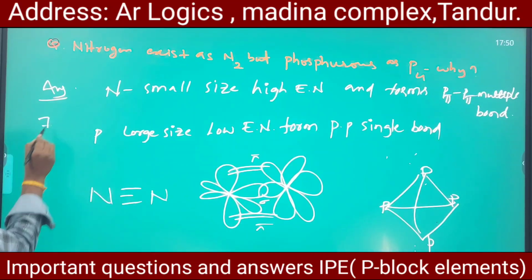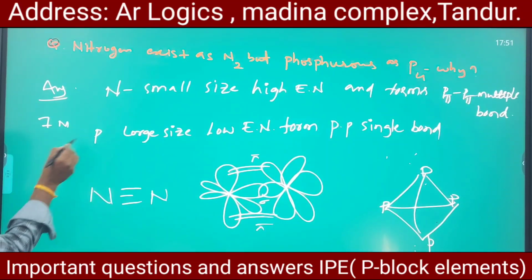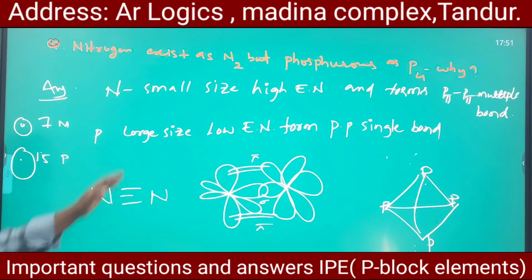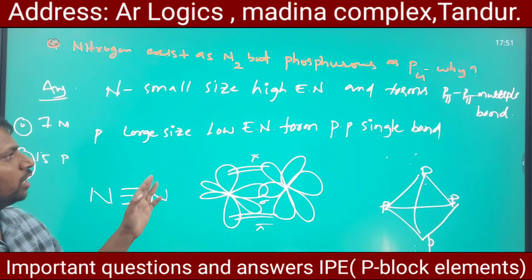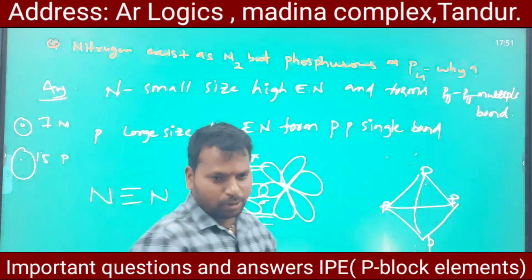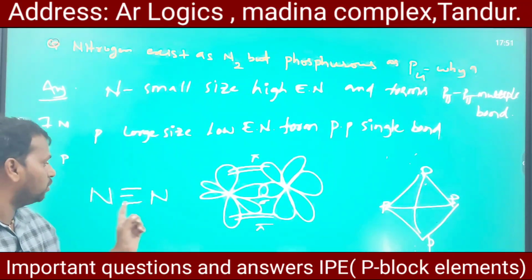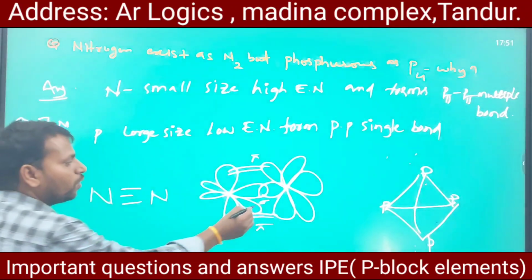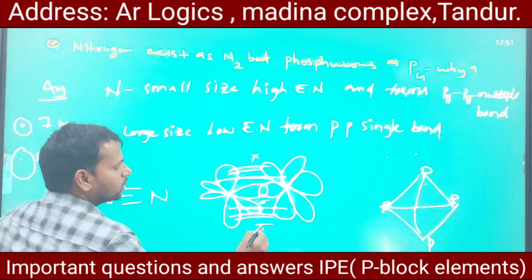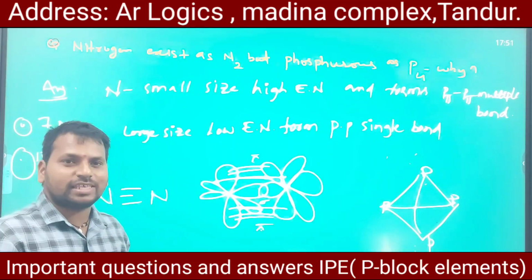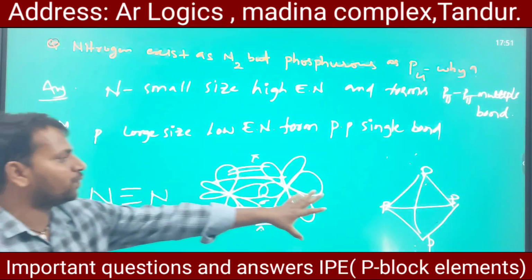Nitrogen has atomic number 7 and phosphorus has atomic number 15. Nitrogen has a small size compared to phosphorus, and nitrogen has high electronegativity and forms pπ-pπ multiple bonds. If one N atom is bonded with another N atom, it forms a triple bond. In a triple bond, one is a sigma bond and two are pi bonds. That's why nitrogen exists as a diatomic molecule.